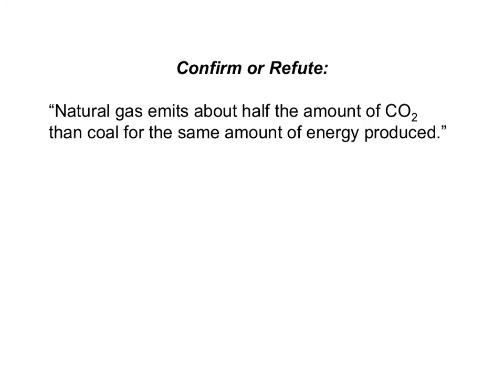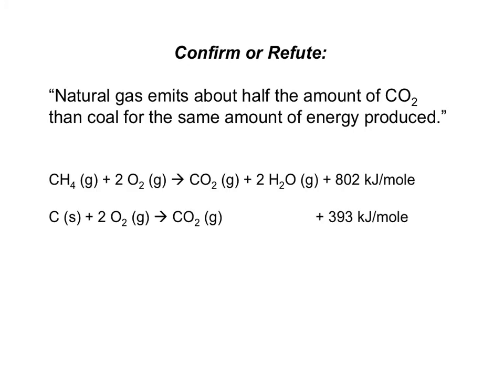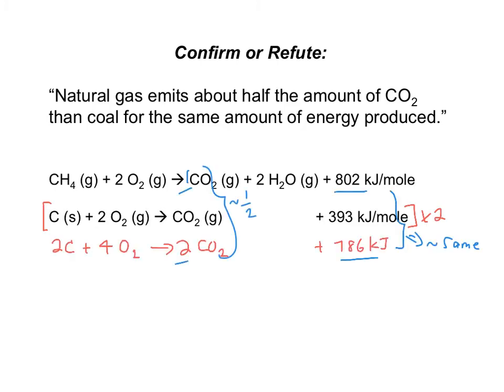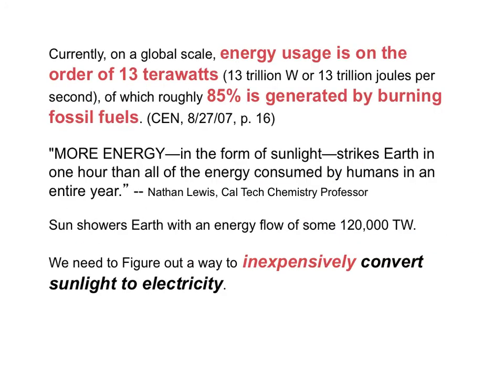We compared natural gas to coal. Stop the video and confirm or refute this statement. And the answer is, natural gas emits about half the amount of CO2 than coal for the same amount of energy produced. We use a lot of energy.